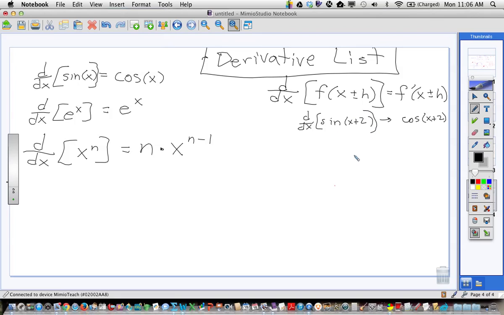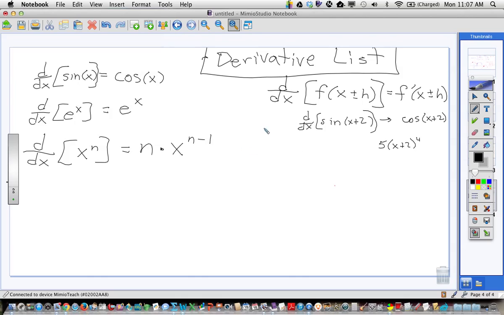Or if we had x plus 2 to the 5th power, what would your derivative be? 5 times x plus 2 to the 4th power, right? So if you had x plus 2 to the 5th power, you bring the 5 down in front, drop it to the 4th, you leave the x plus 2 right there.